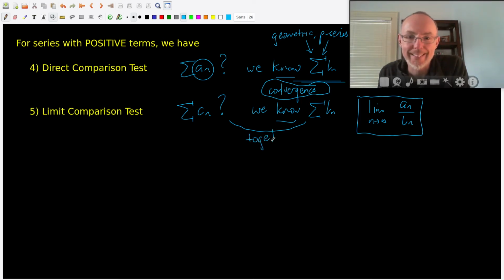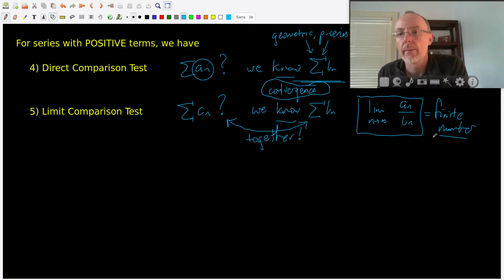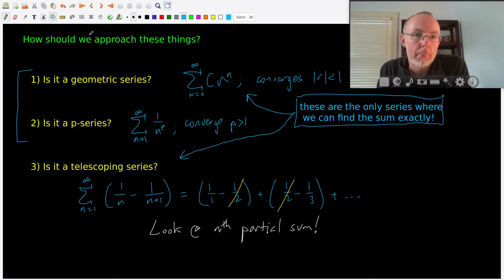So this is the togetherness theorem, right? It tells us that if this is a finite real number, then those two things either both converge or both diverge, but they do their business in unison, together. There's some more technicalities to that theorem. I encourage you to go back and look at it. But here's our idea, right?